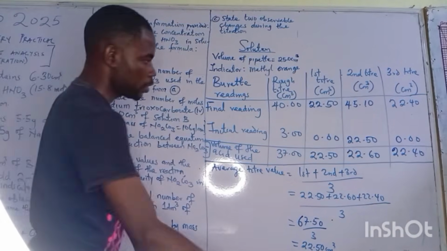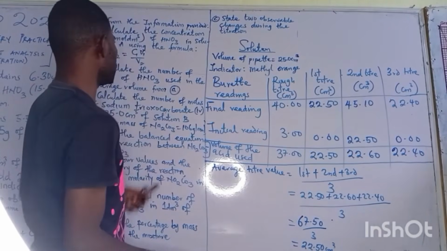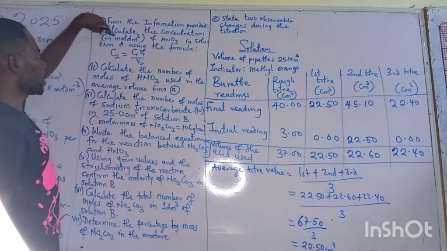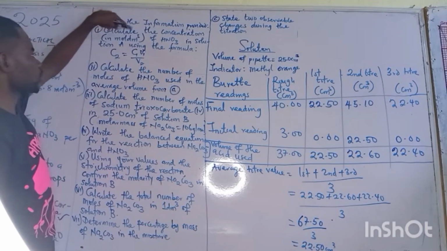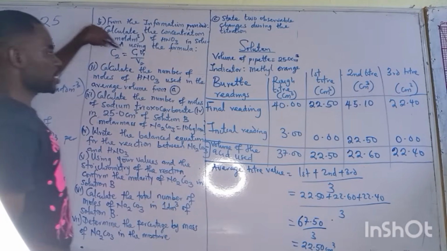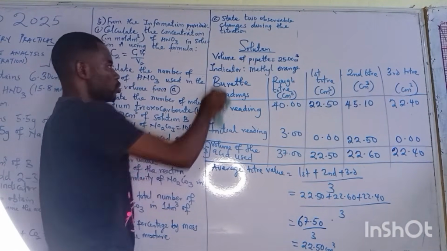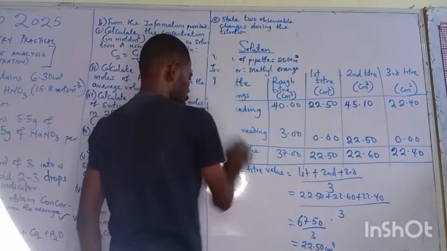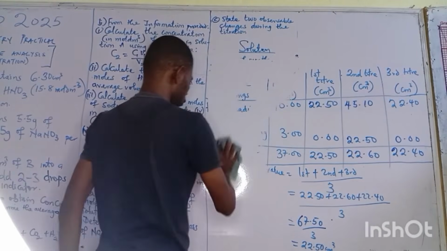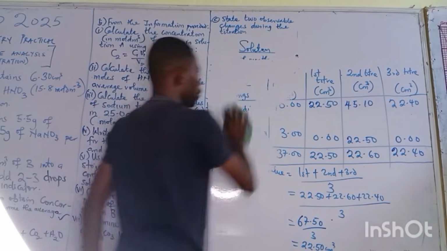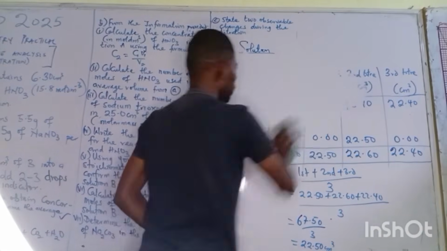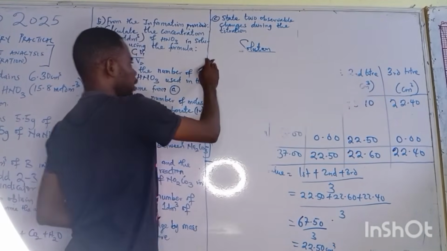I will need to rub it off as I'm moving to the information, because I want to start. From the information provided, calculate the concentration in mole per dm cube of HNO3 in the solution. They give me a formula. This is the dilution formula, and let's see how it goes. Please don't miss that I've already gotten my VA, my volume of acid, as 22.5. I need to write it somewhere. All the parameters that I have, I'll put somewhere so that I will not miss any.